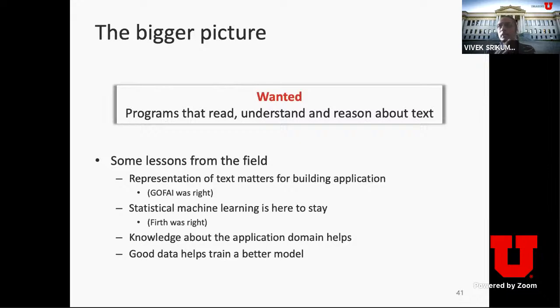And so far, it's a fast-growing field. Some things that we know are the representation of text matters. In this sense, good old-fashioned AI was right. Statistical machine learning is a tool that's here to stay, and data-driven compute is the right paradigm to think about this. Knowledge helps. Knowledge about the world, knowledge about the application, knowledge about linguistics. And if you have good data, it's going to make a big difference.